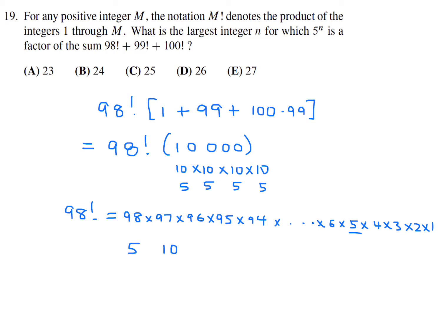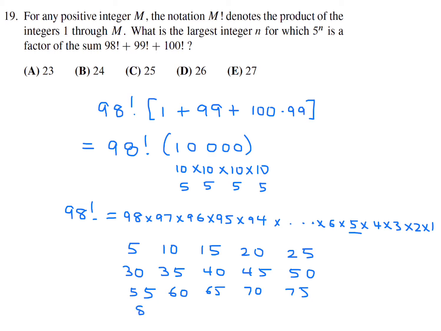So 5, 10, 15, 20, 25, 30, 35, 40, 45, 50, 55, 60, 65, 70, 75, 80, 85, 90, and 95. But this question's a little tricky, actually. Surprisingly tricky for a grade 8. Why? Well, these are pretty easy.